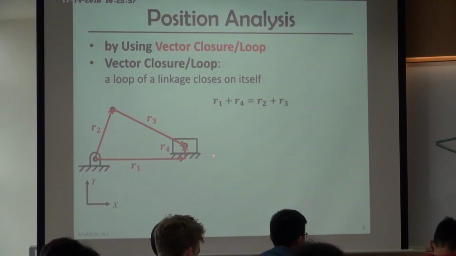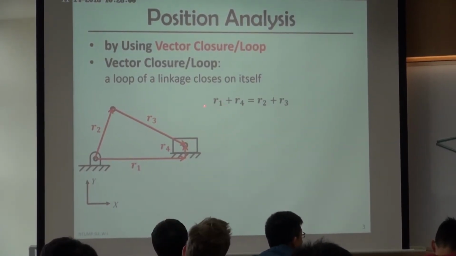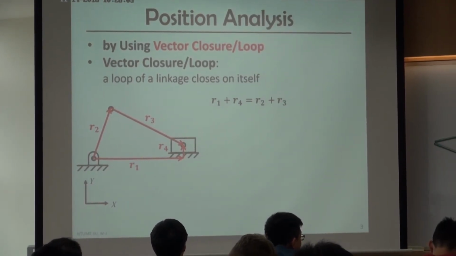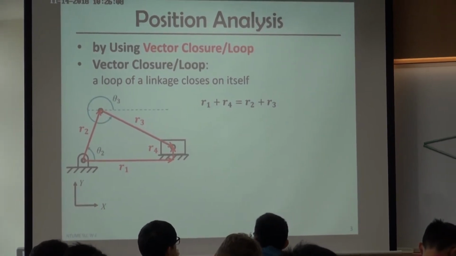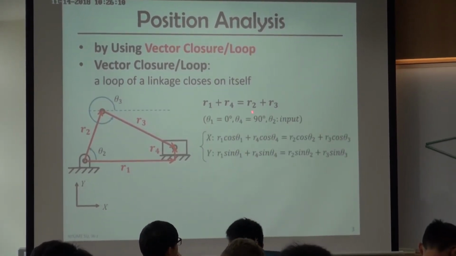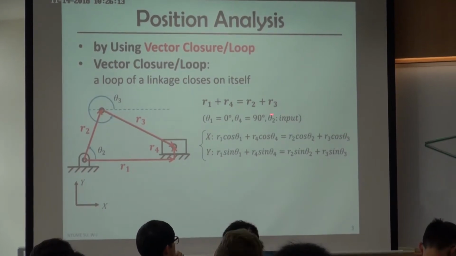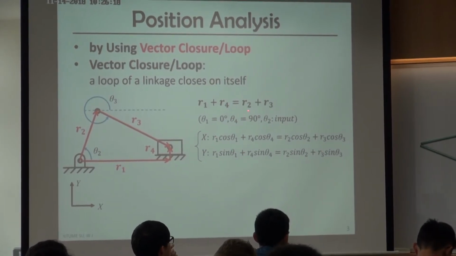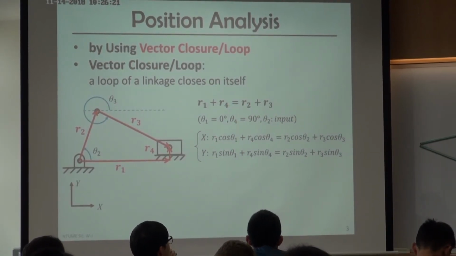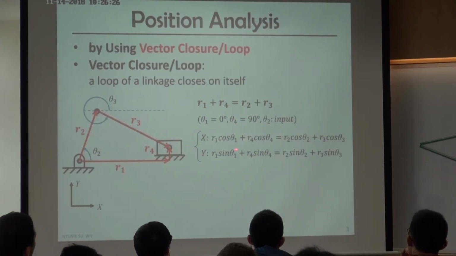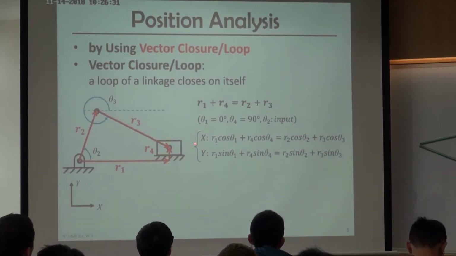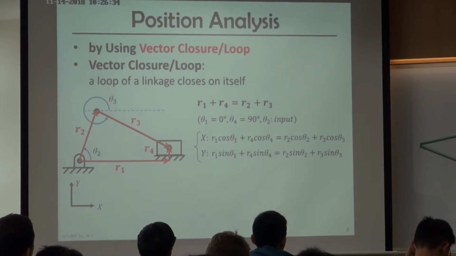So once you draw this vector loop, you can write a vector equation: R1 plus R4 equals R2 plus R3. We did this last time. You can translate this vector equation into two scalar equations, because a vector equation includes x and y components, so you can separate them. So you have two equations, one regarding cosine, one regarding sine.